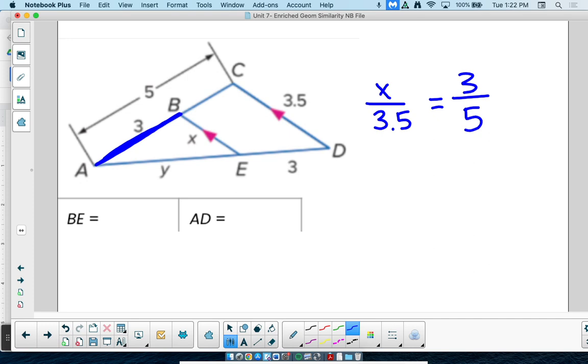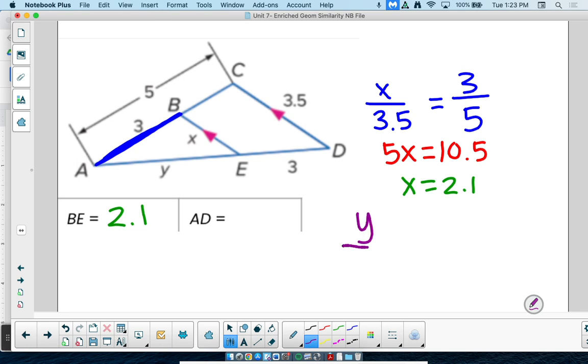Just give it a second. Approximately, this was about 10.5. 10.5 divided by 5. Write that down. 10.5. Is it not 10.5? 2.1. So that was BE. That's what we just found. Now we gotta do Y.